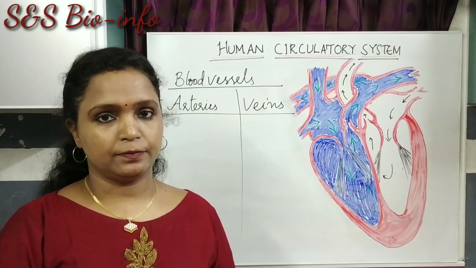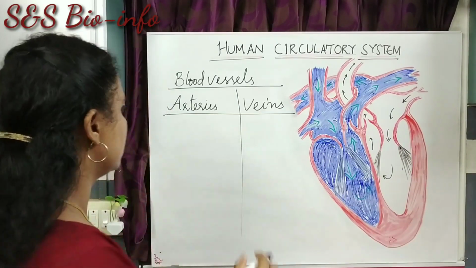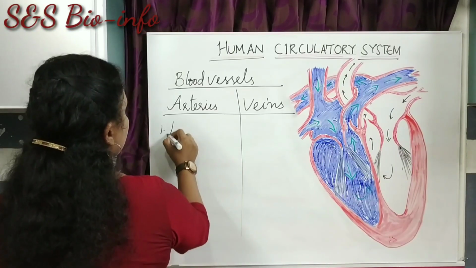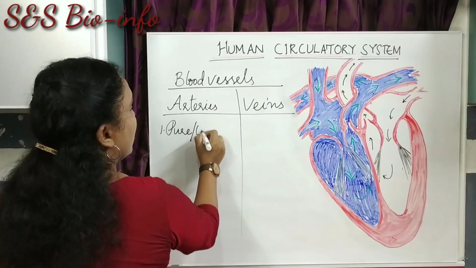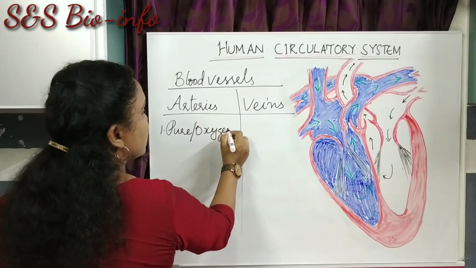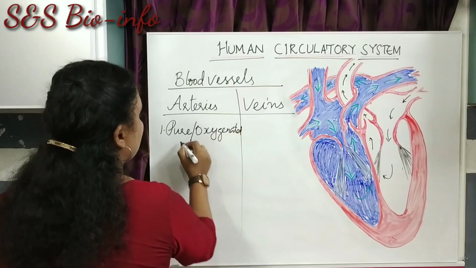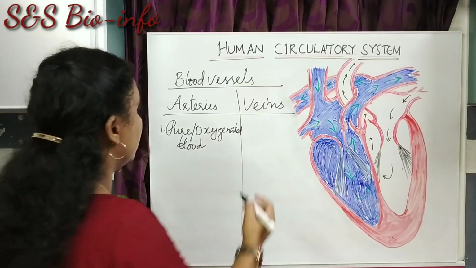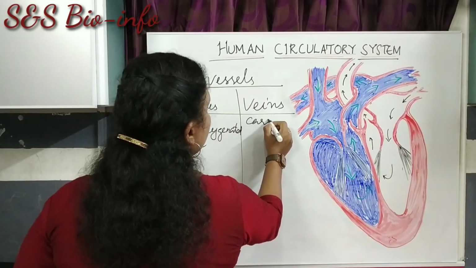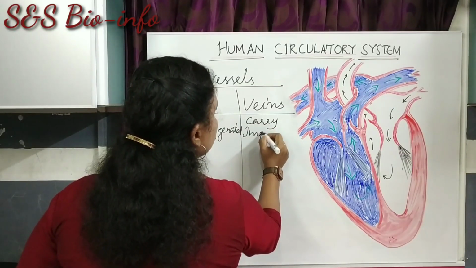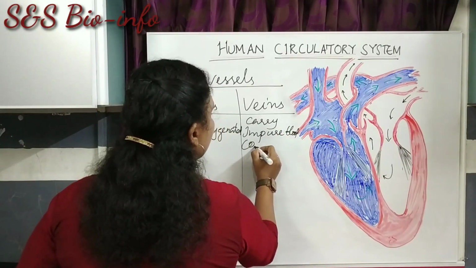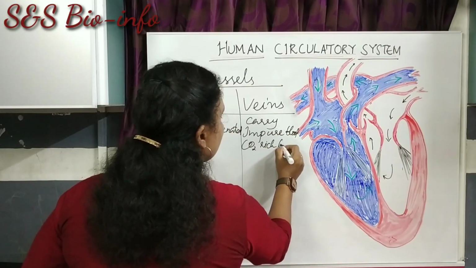So, first difference is arteries carry pure or oxygenated blood, while veins carry impure blood. Impure blood means carbon dioxide rich blood.